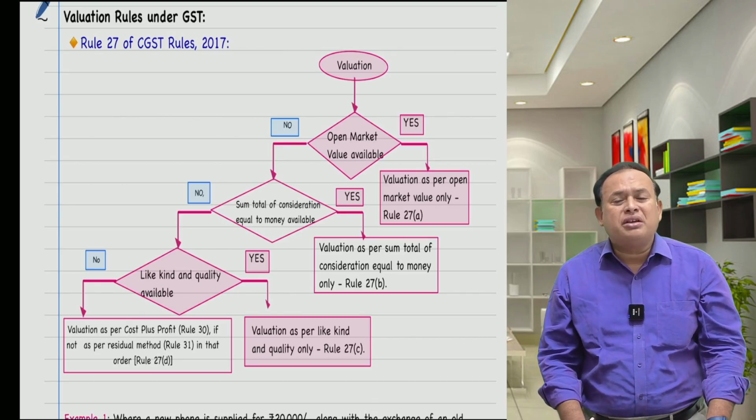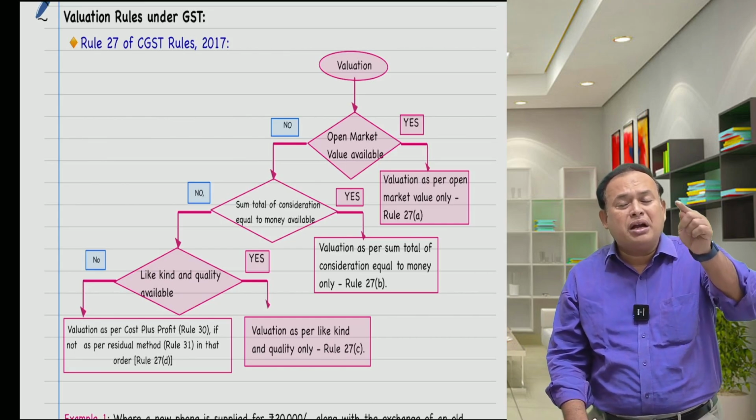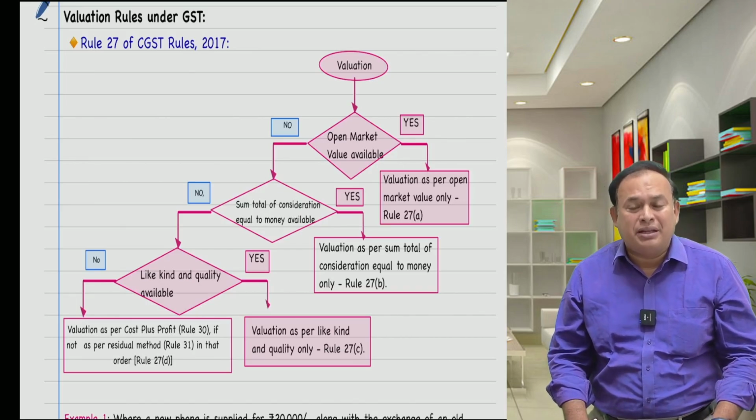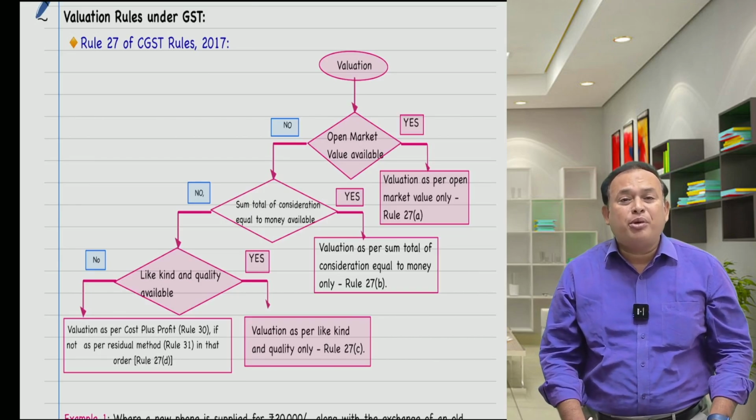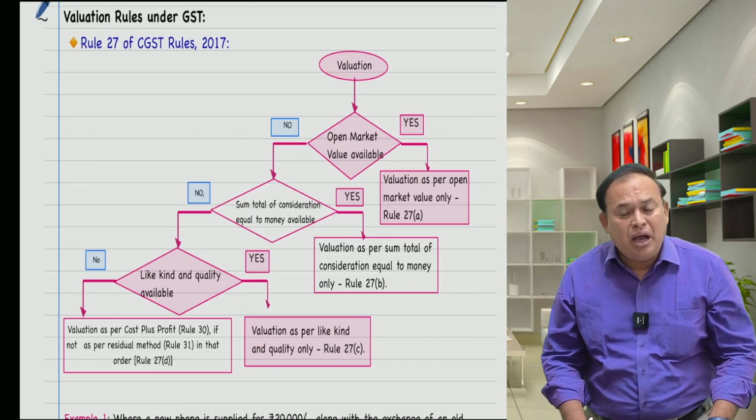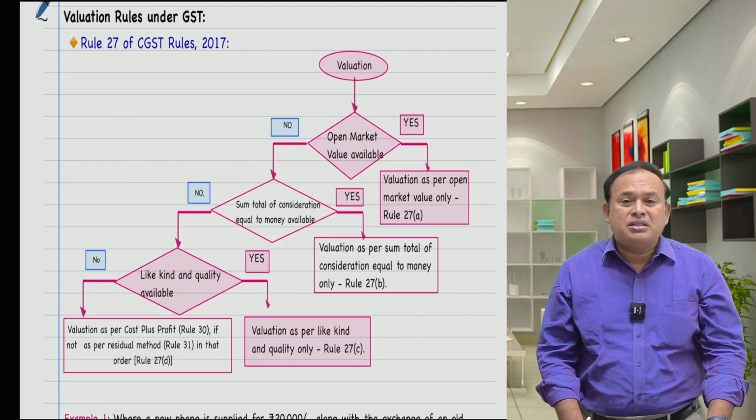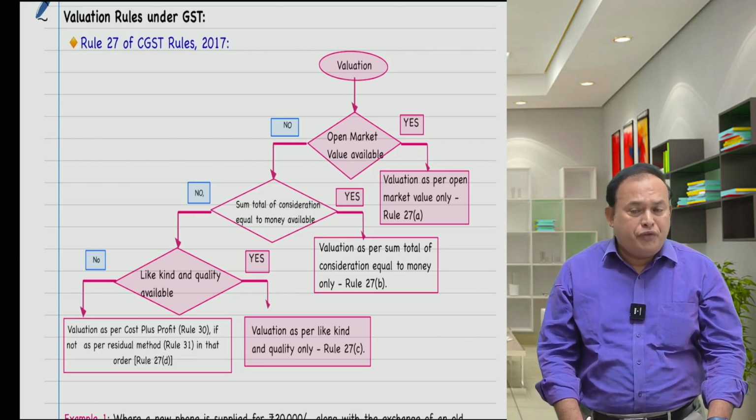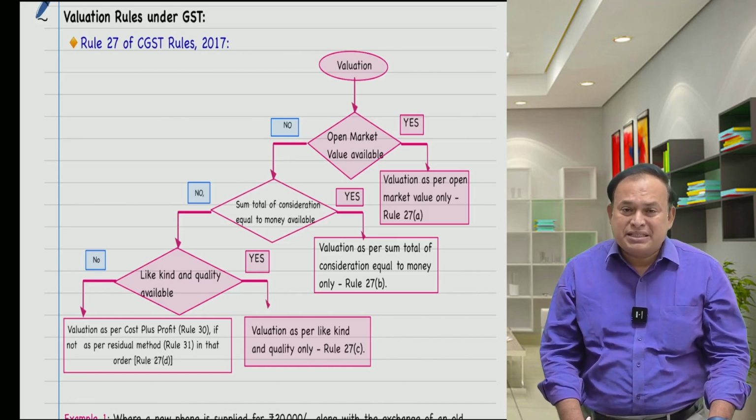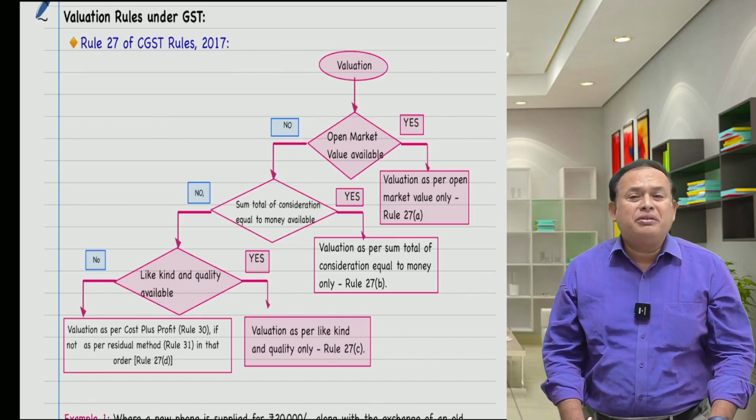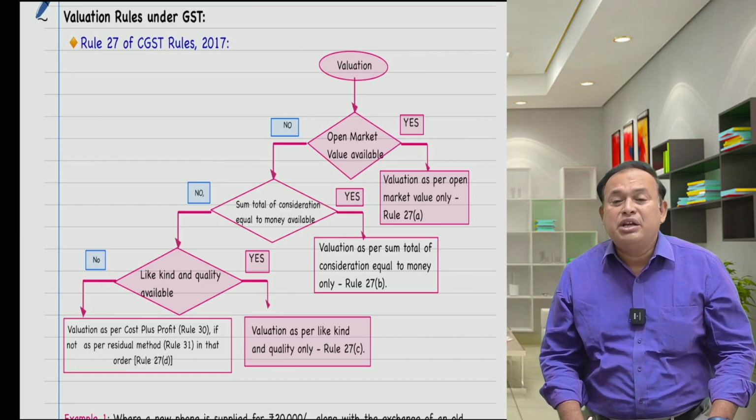Rule number 27B says that if the open market value as per rule number 27 clause A is not in a position to arrive at the value, if you have doubt in arriving at that value or that value is not appropriate, in such cases rule number 27B says I will provide the valuation, which is equal to the sum total of consideration in money value.